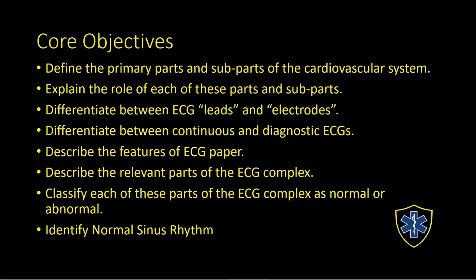We'll discuss and describe the relevant parts of the ECG complexes. We'll classify each of these parts of the ECG complex as either normal or abnormal. We'll identify what normal sinus rhythm is. By the end of this program, you'll know the criteria to identify something as normal sinus. Then in ECG Module 2, we'll start breaking down some of the different types of rhythms that we'll see out there. But first, let's get back to basics.